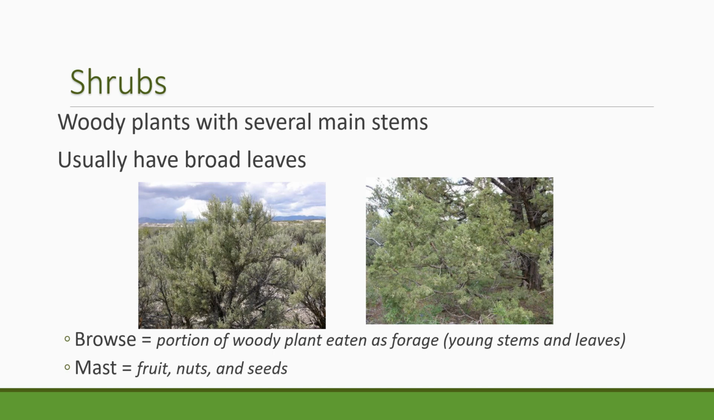There's two terms that are important here. Browse is the portion of that woody plant that is eaten by animals, by browsing animals. So deer, elk, cows, sheep, goats will all often eat the young stems and leaves of plants, and those young stems and leaves are called browse. Mast is an interesting term also. Sometimes you'll hear people talk about a mast crop. That's the fruit, nuts, and seeds, usually coming from woody plants.